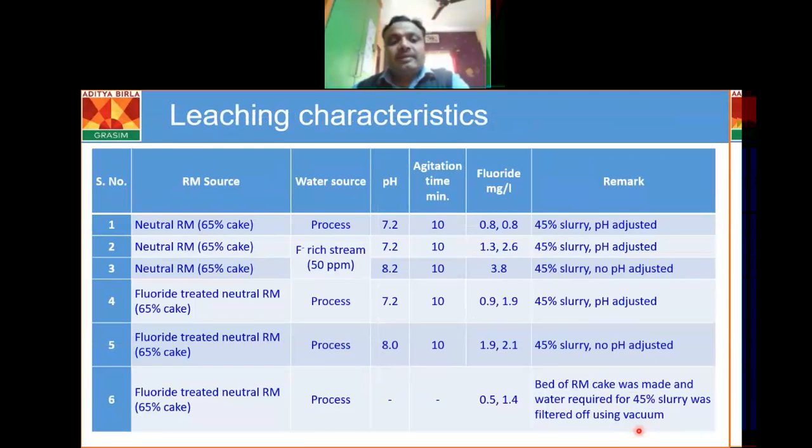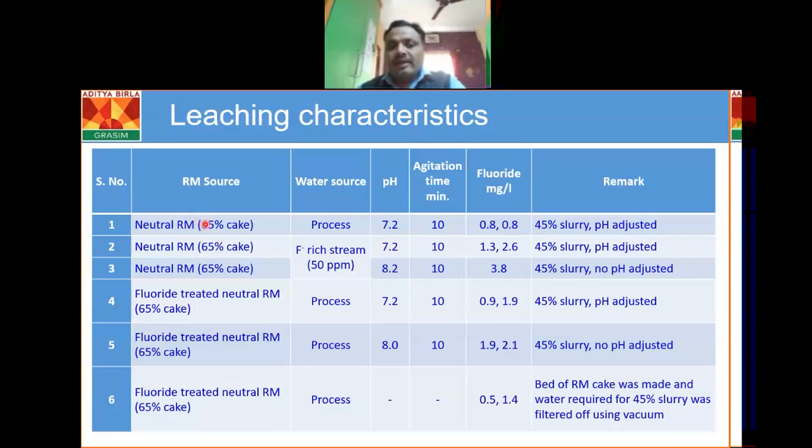We also did some leachable studies. So this column shows the RM red mud source: is it neutralized RM or is it fluoride treated RM? This column shows water source: it is processed water or it is fluoride rich water, pH, agitation time, and fluoride content.